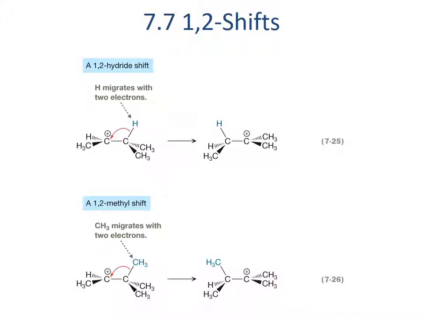1,2 shifts can be a shift of a hydride, a 1,2 hydride shift, or they can be a chain of carbons, a 1,2 alkyl shift.